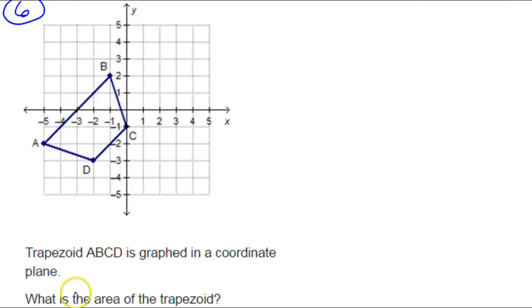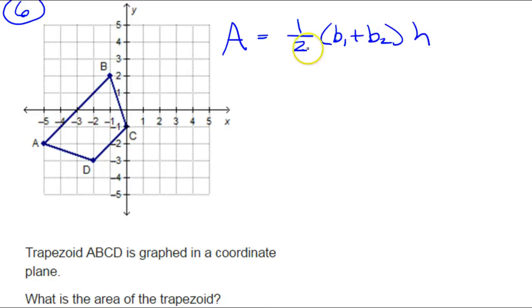All right, in this problem we are being asked, what is the area of the trapezoid? Now normally as soon as I see that, I'm thinking, okay, I know the formula for the area of a trapezoid. It's similar to the area of a triangle, which is 1/2 base times height. But for a trapezoid, we have 2 bases, so it's 1/2 the sum of the bases times the height.